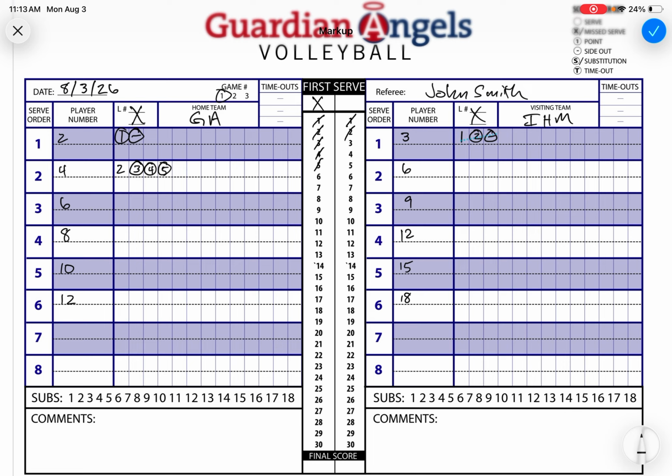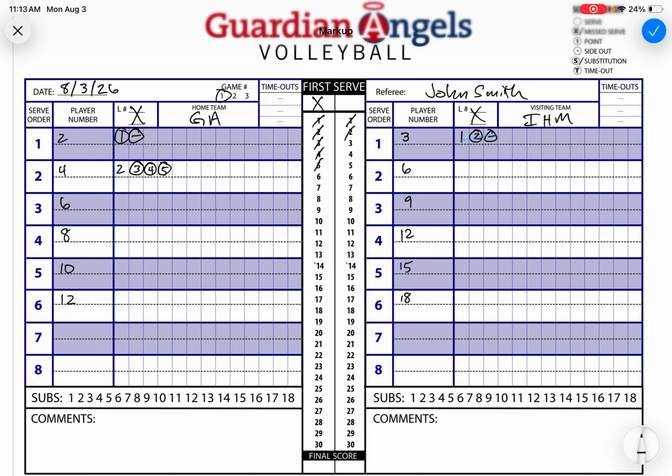So IHM decides to take a timeout, and the way we indicate a timeout is with a T, and if it's the other team taking a timeout, you put an X as well, TX. You want to look at the score. The score is 5-2, and so over here on IHM's timeout side, you put their score first, and then the other team's score. So that lets us know that IHM took their first timeout when the score was 2-5, and you can see that over here.